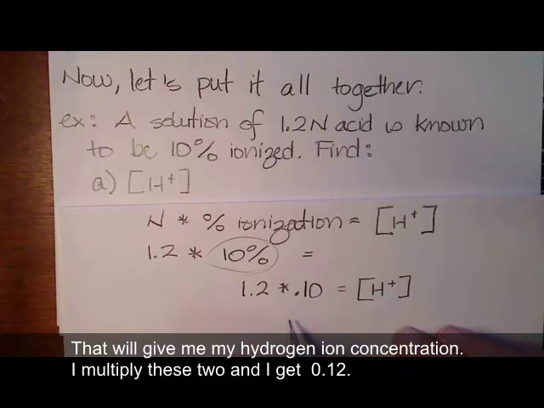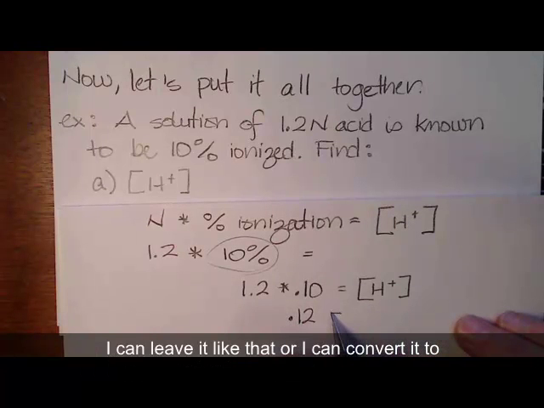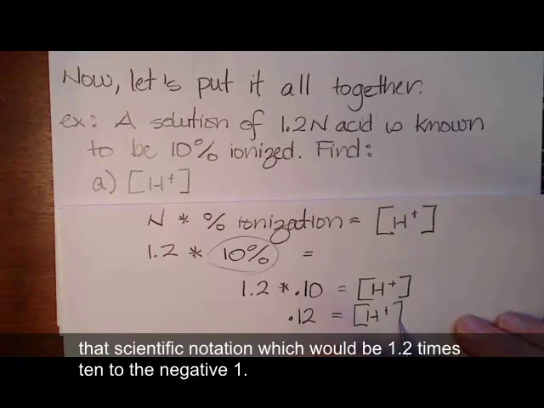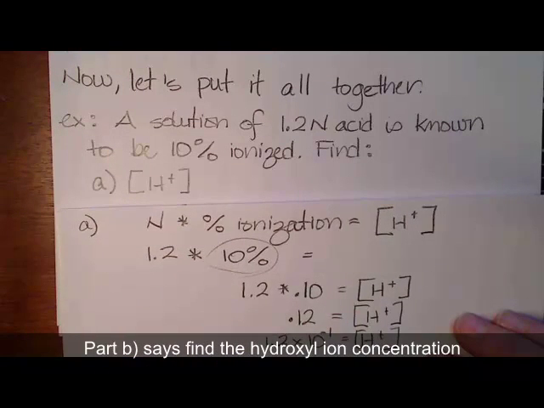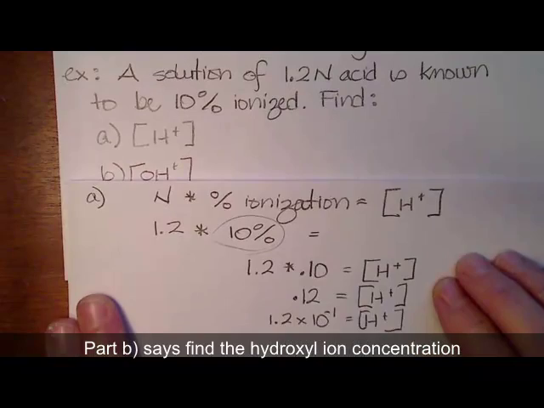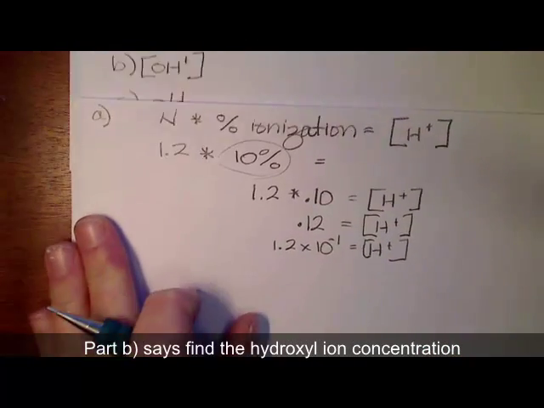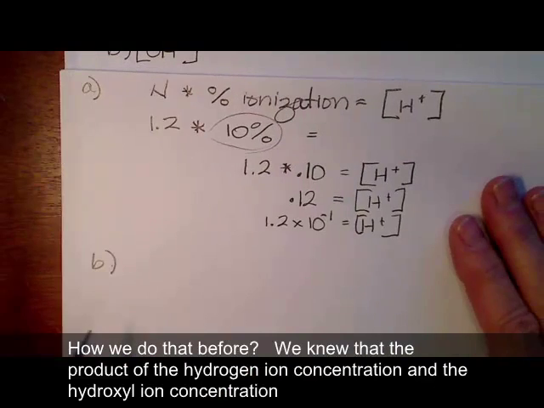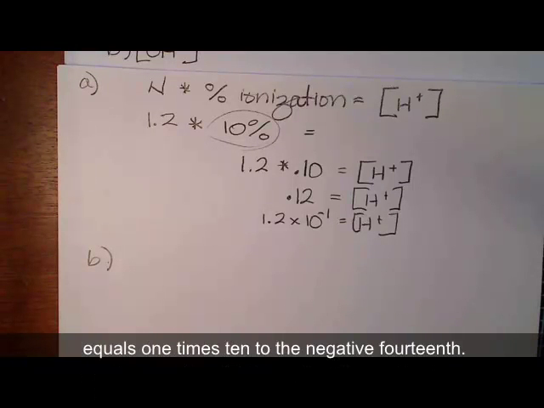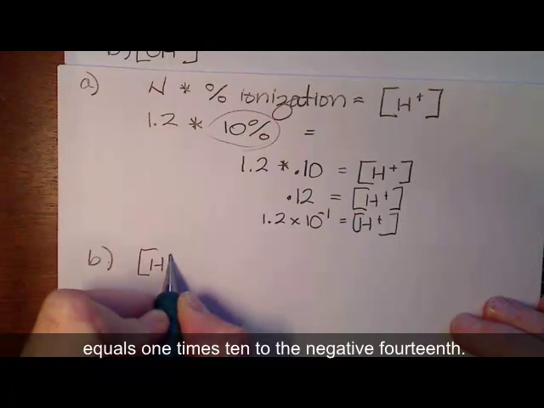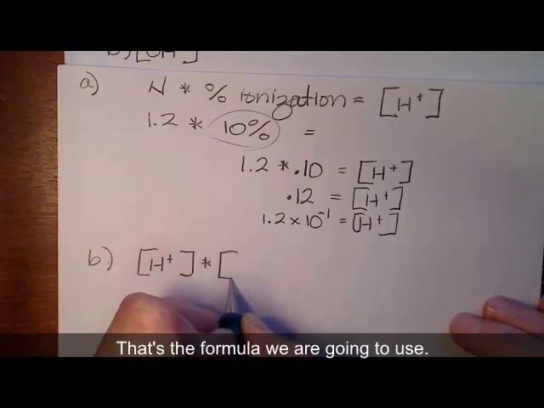So I multiply these two and I get 0.12. I can leave it like that, or I can convert it to scientific notation, which would be 1.2 times 10 to the negative 1. So that would be part A. Part B says, now I have to find my hydroxyl ion concentration. Well, how did we do that before? We knew that the product of the hydrogen ion concentration and the hydroxyl ion concentration equals 1 times 10 to the negative 14th. So that's the formula we're going to use.